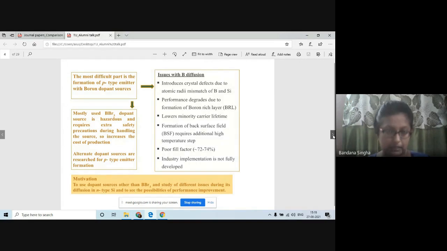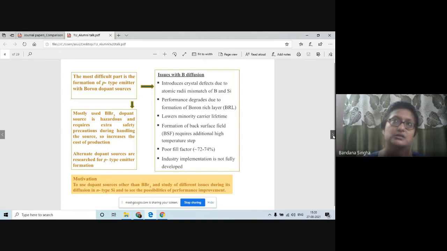In today's talk I'll focus on the formation of this boron rich layer on the emitter surface, and how different thicknesses of boron rich layer impact the device performance when we try to fabricate a solar cell with n-type silicon. And yes, people do fabricate n-type solar cells, but they use very sophisticated tools for the liquid dopant boron tribromide. And boron tribromide is very hazardous. So in order to handle that dopant source, we require extra safety precautions.